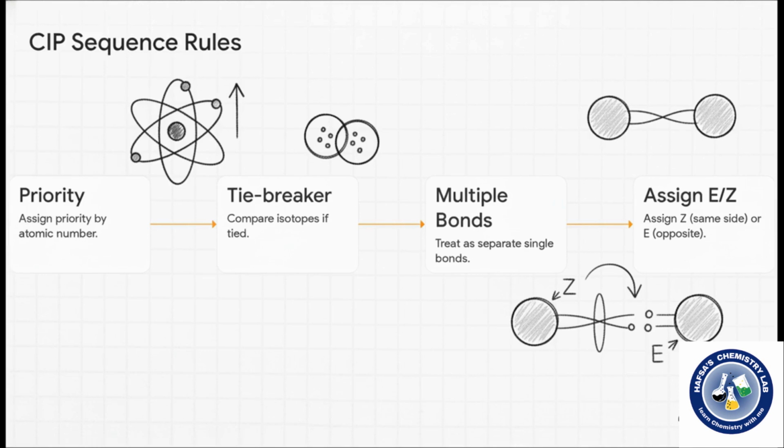It's like a game. Step 1. Assign priority to the atoms directly attached to the double bond based on their atomic number. The heavier atomic number wins. Step 2. If there's a tie, compare isotopes. Again, heavier mass wins. Step 3. Treat double and triple bonds as if the carbon is attached to 2 or 3 of those single atoms. Finally, step 4. If your 2 highest priority groups end up locked on the same side, it gets the configuration Z, which comes from the German word zusammen, meaning together. If they're on opposite sides, it gets an E, from entgegen, meaning opposite.